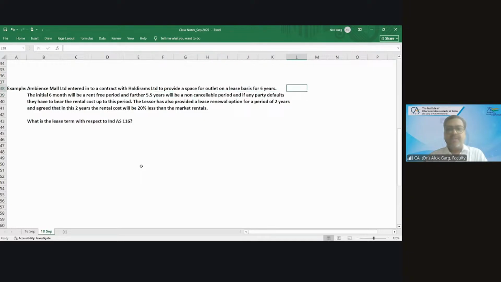So total period is 6 years. The initial 6 months will be a rent-free period, and further 5.5 years will be a non-cancelable period. And if any party defaults, they have to bear the rental cost up to this period. The lessor has also provided a lease renewal option for a period of 2 years and agreed that in these 2 years, the rental cost will be 20% less than the market rental. What is the lease term with respect to Ind AS 116?